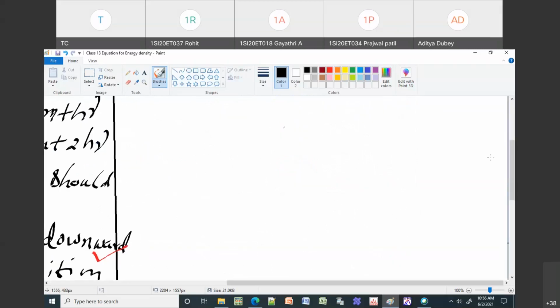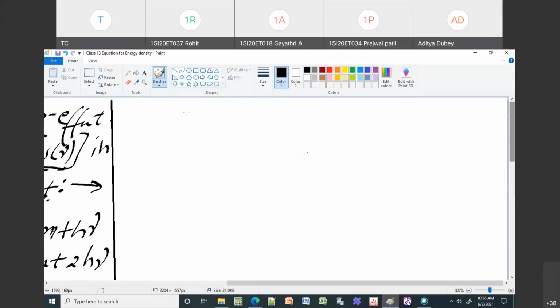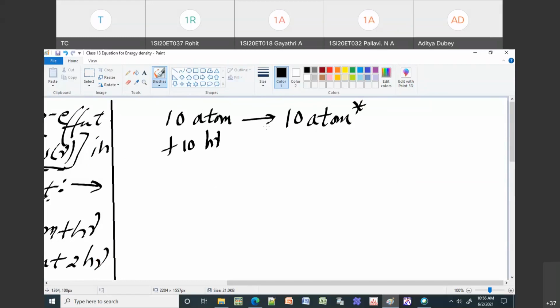Let us take 10 atoms which are in the ground state. You make the 10 atoms go to the excited state. How do you do this? You give 10 photons, and then all 10 atoms will undergo induced absorption and go to the excited state.